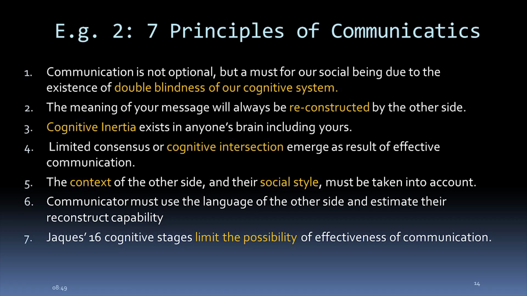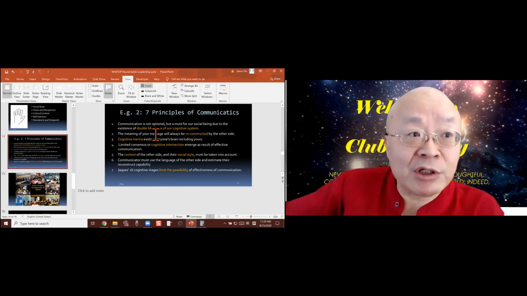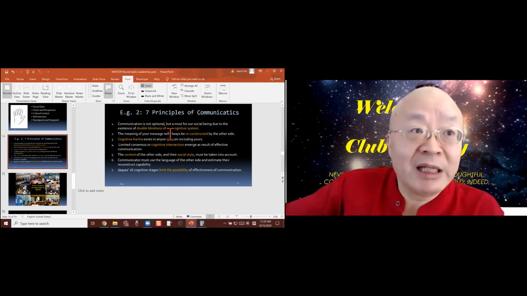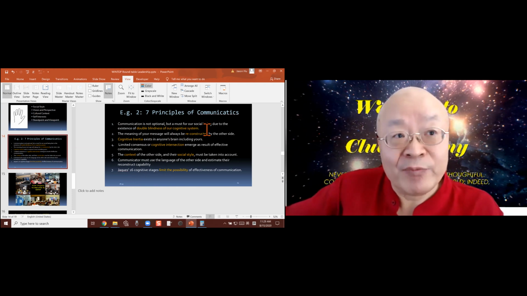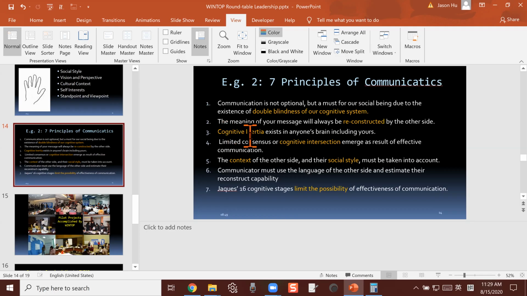the so-called 7 principles of communicatics. Communicatics is my extension of cybernetics into the communication area. Number 1, communication is not optional, but a must for our social being due to the existence of double blindness of our cognitive system. I use double blindness here to include both the limit of our sensory organs and our internal blind spot. The second one is the meaning of your message will always be reconstructed by the other side.